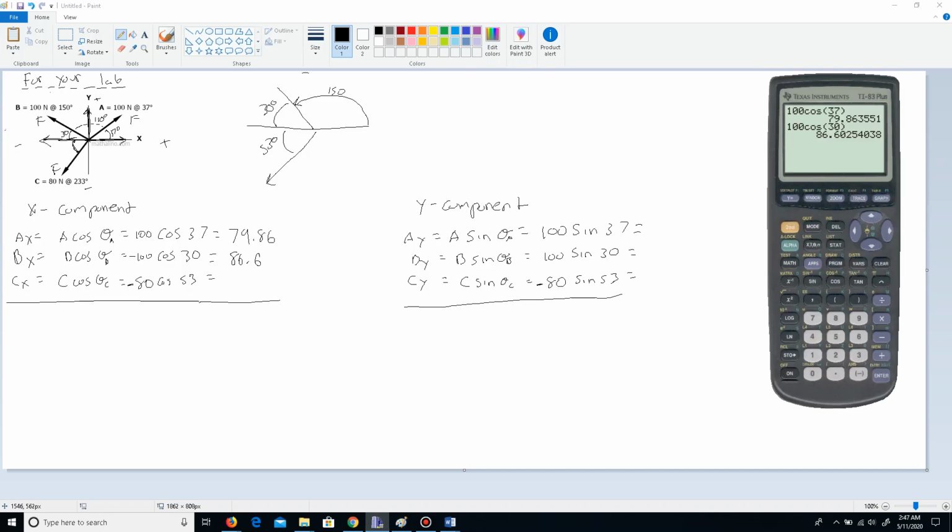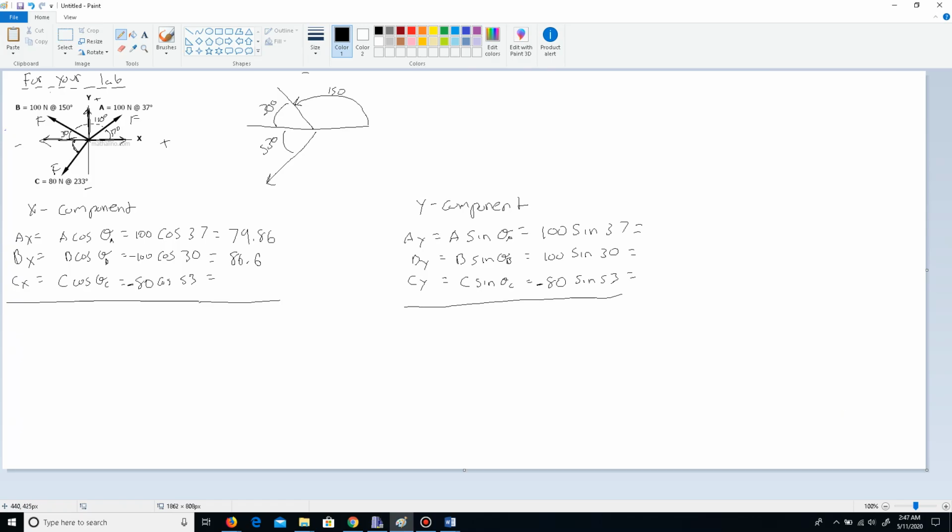And then 80 cosine 53, 48.15. That's going to be negative. That's going to be negative 48.15.